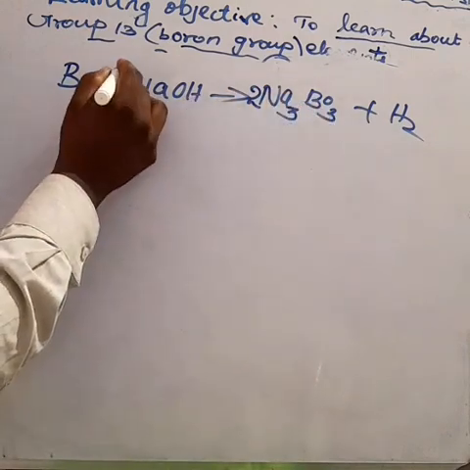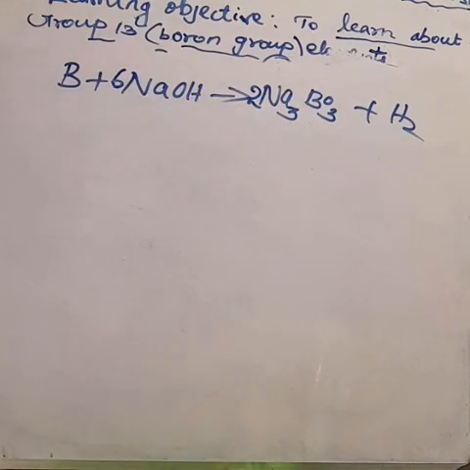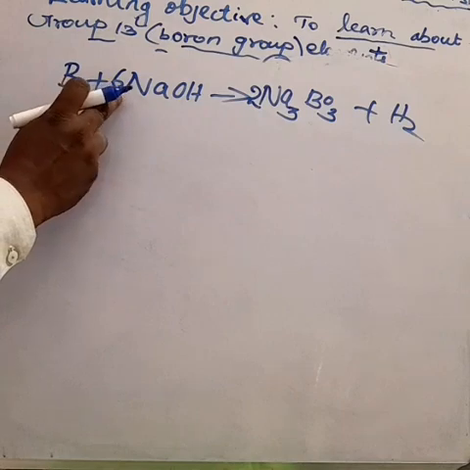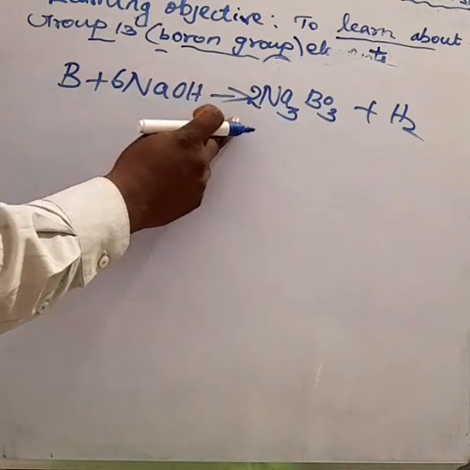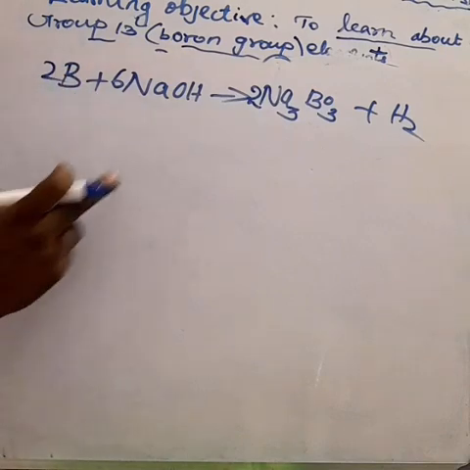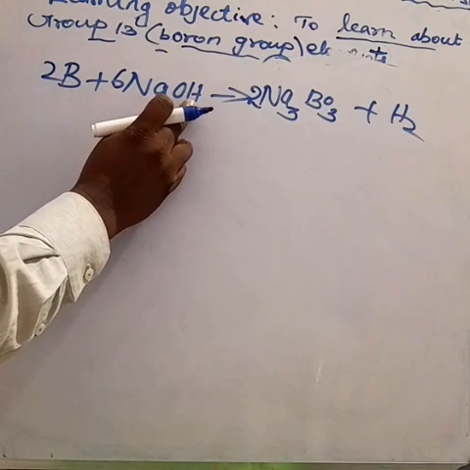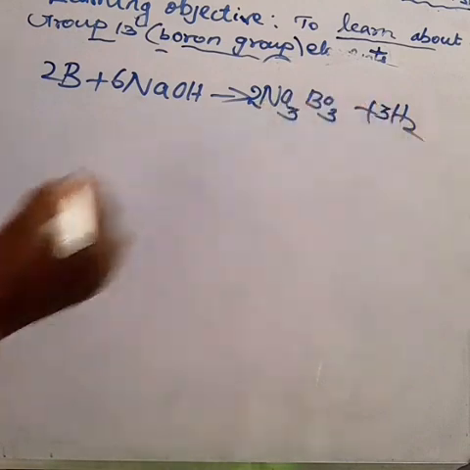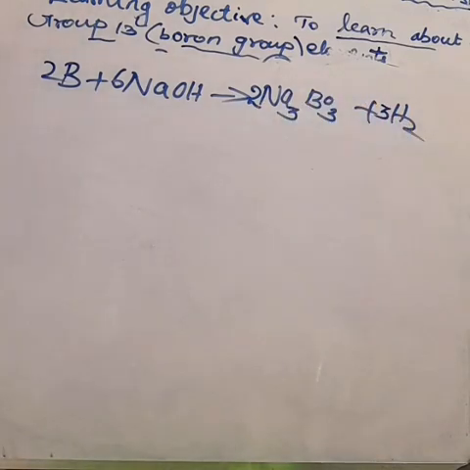So 2 into 3 is equal to 6 sodium. Yes or no, my dear children? 2 into 3 is equal to 6 sodium. So make it 6 here. 6 sodium. Sodium are balanced. Am I right? Yes or no? How much boron is there? 2 boron. So make it 2 here. So how much hydrogen is there? 6 hydrogen. So make it 3 here. 3 into 2 is equal to 6 hydrogen.